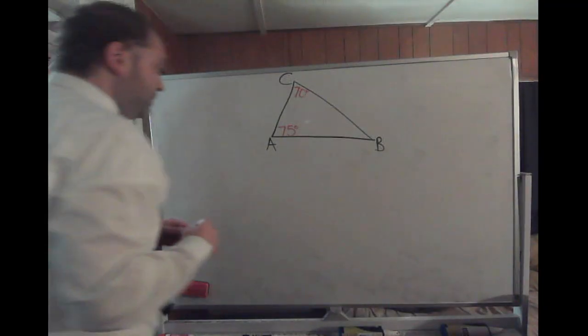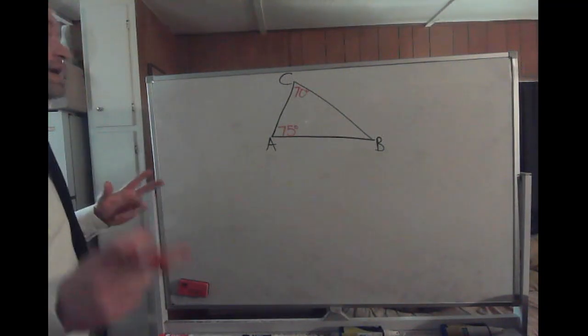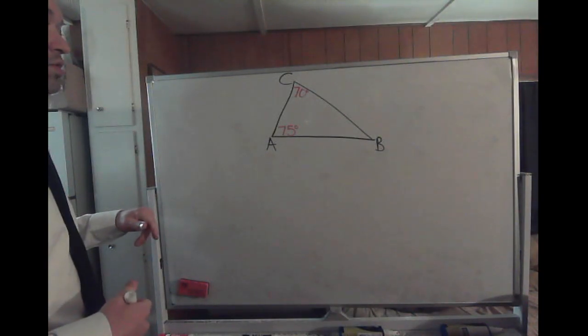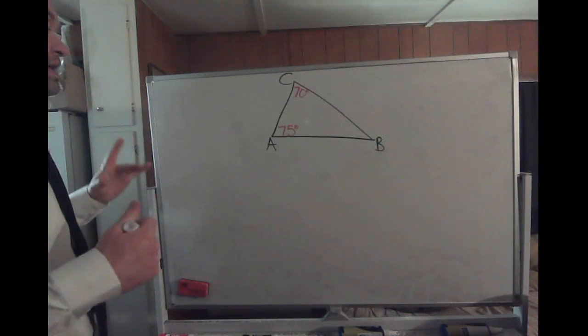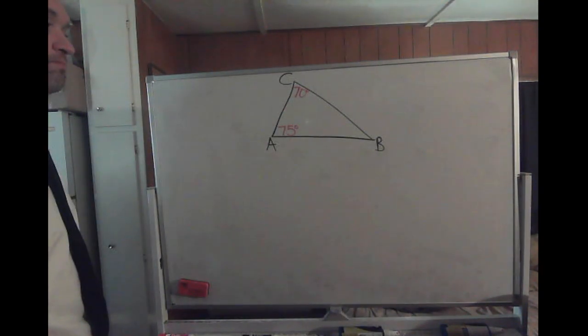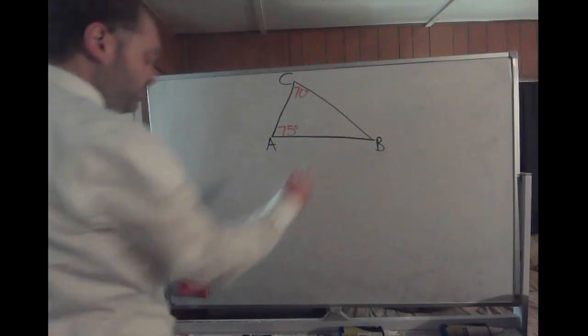Okay, so this time we need to find the longest side and the shortest side of the triangle. Now, you're only given two angles, right? What you need to do to really figure this out is find that missing angle, angle B.